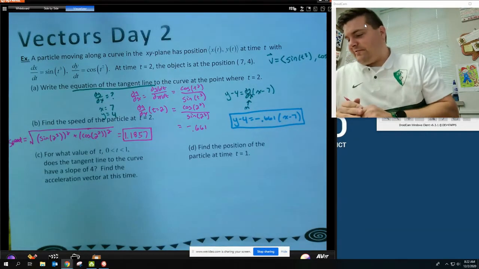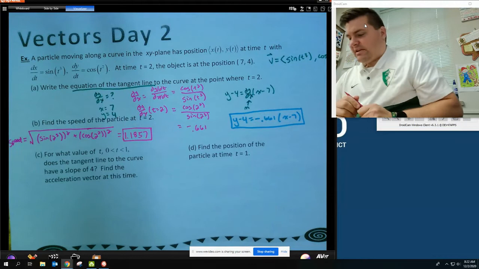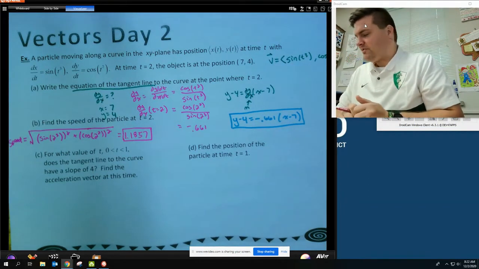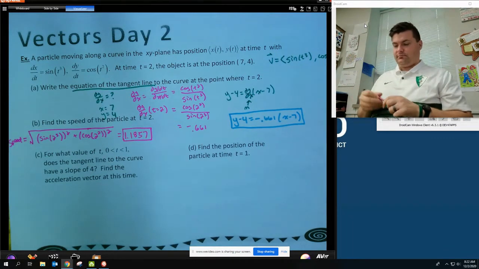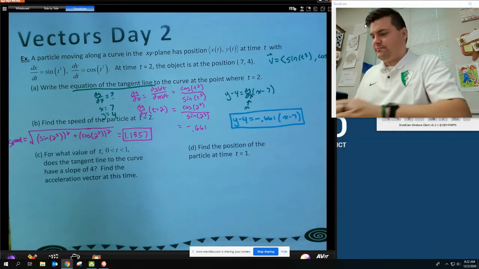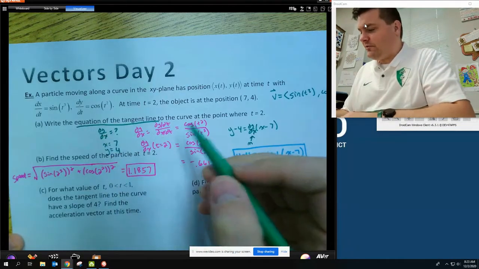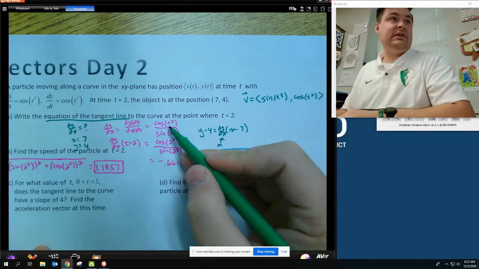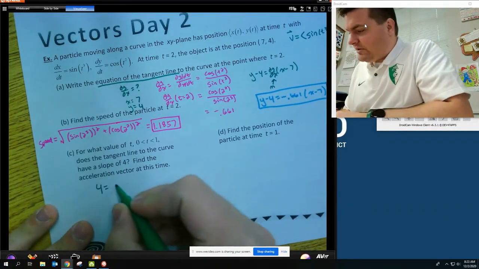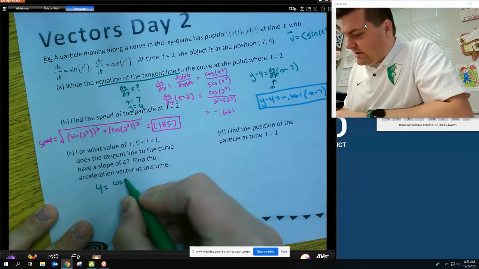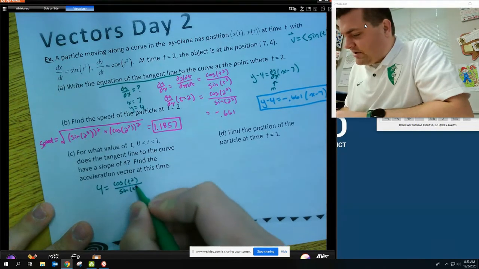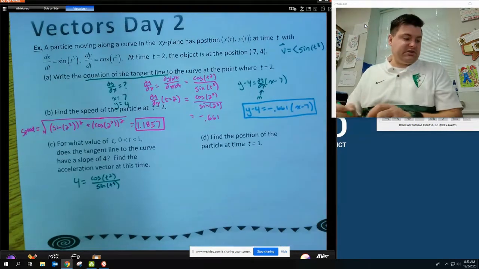Part C: for a value of t between 1 and 2, does the tangent line of the curve have a slope of 4? Okay, and we're going to find the acceleration of the vector at this time. So we need the tangent to equal 4. So that's dy/dx needs to equal 4. Since dy/dx is equal to this right here, I already showed this work, so I can just say 4 equals dy/dx, which is cosine of t squared all over sine of t cubed. All right, and you just need to use a calculator for this.